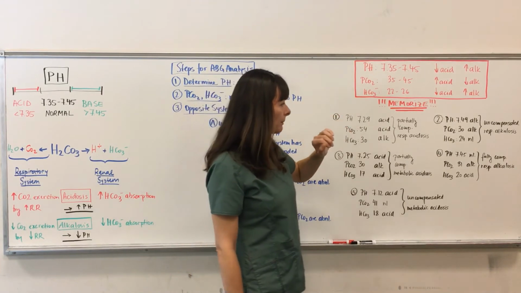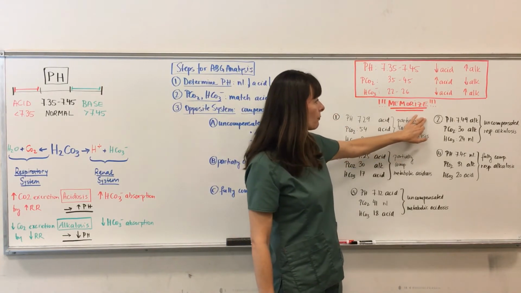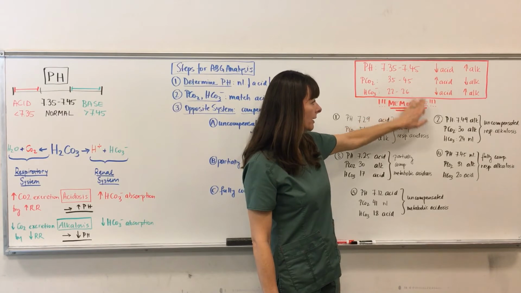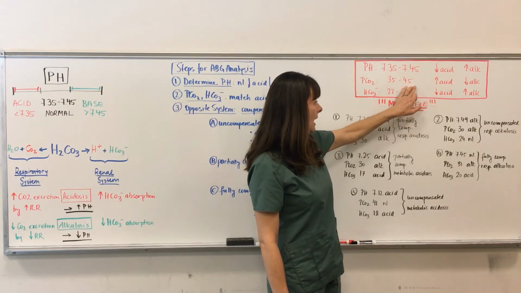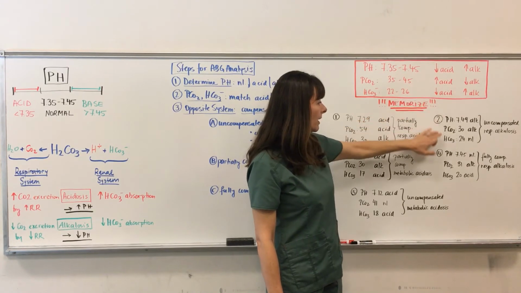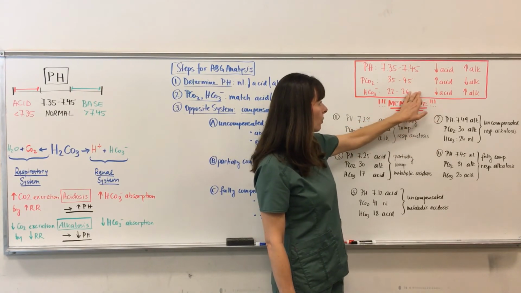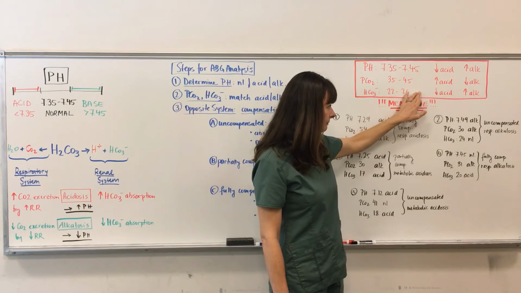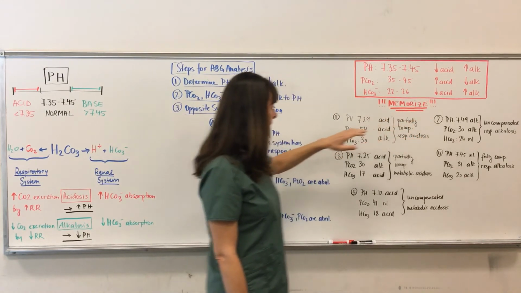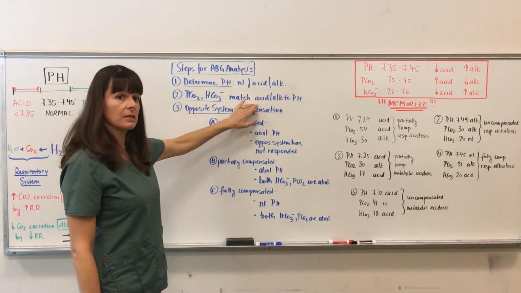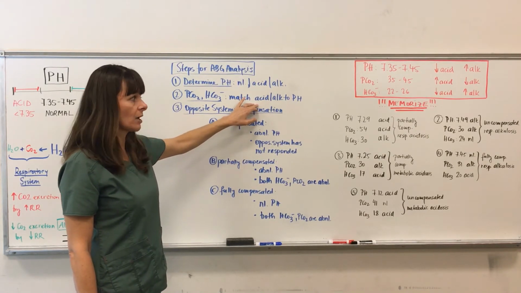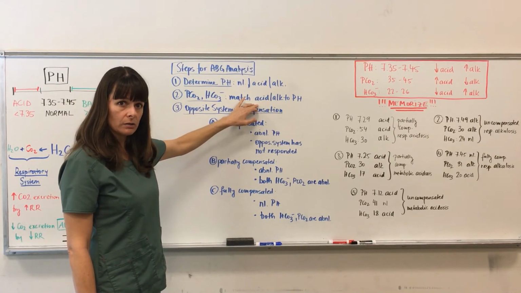Let's look at example number 2. pH 7.49, which is alkaline. PCO2 is 30, which is alkaline as well. And then our bicarbonate is 24, which is actually normal. So now looking at the pH again, it's alkaline. What matches is the PCO2, so we know that we have a respiratory alkalosis.